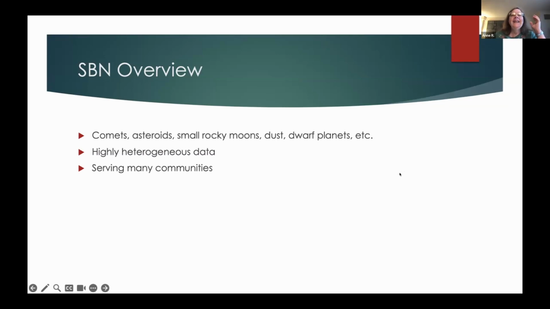We also have highly heterogeneous data because in the small bodies community, you'll take every bit of data that you can get. So we have radio science data as well as LiDAR data from flyby missions and orbiters. We have lots and lots of imaging. We have dust counters. We have a wide variety of types of data and analytical disciplines involved in our node. So we're serving many disparate communities with our data.